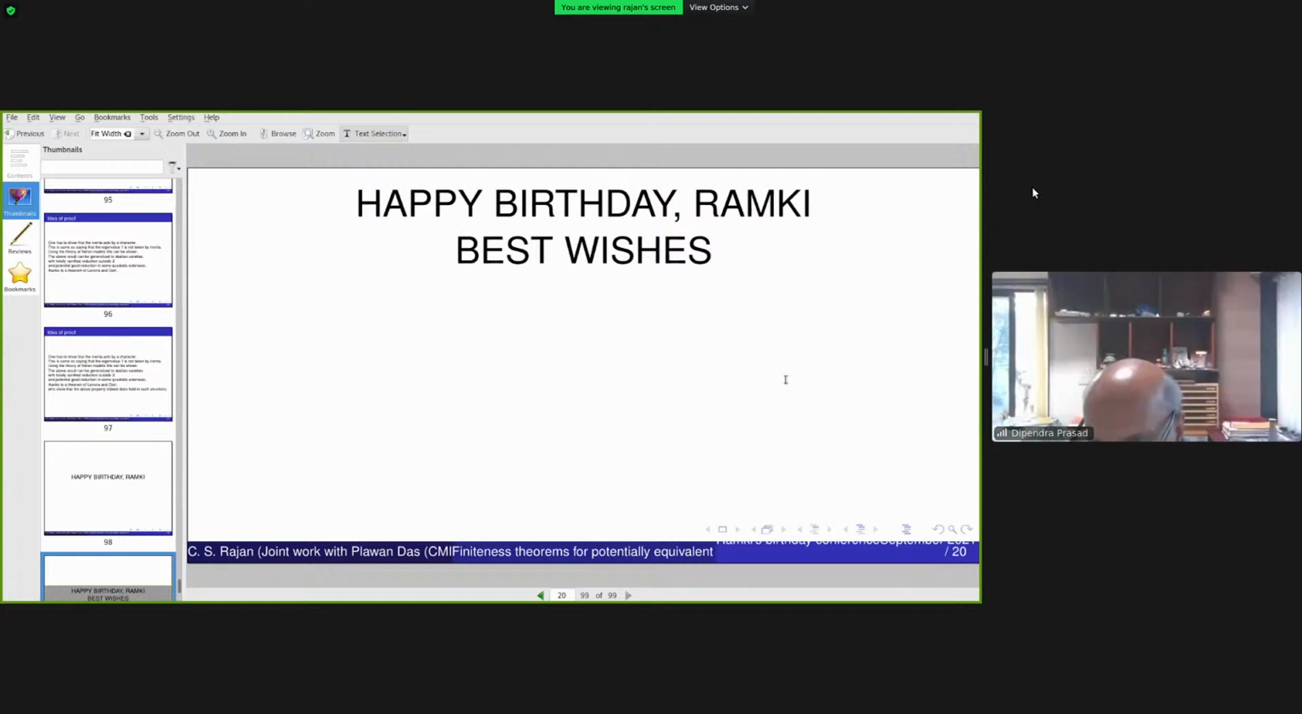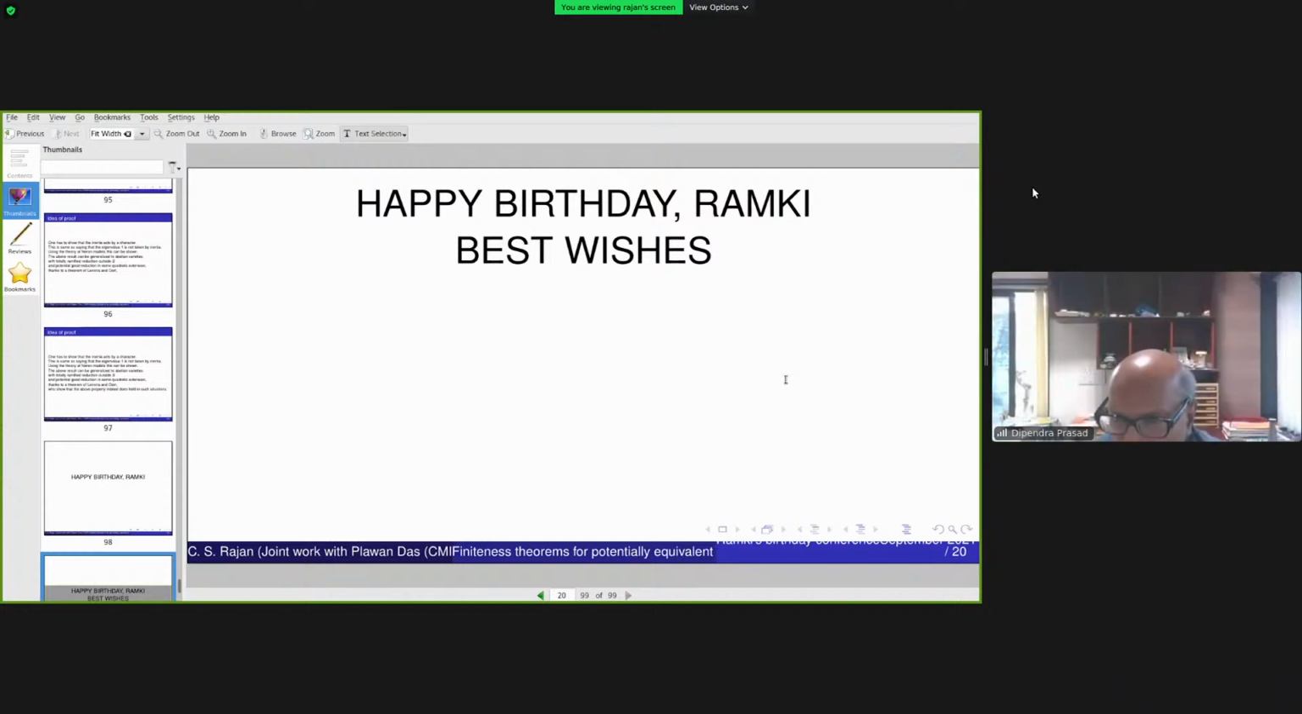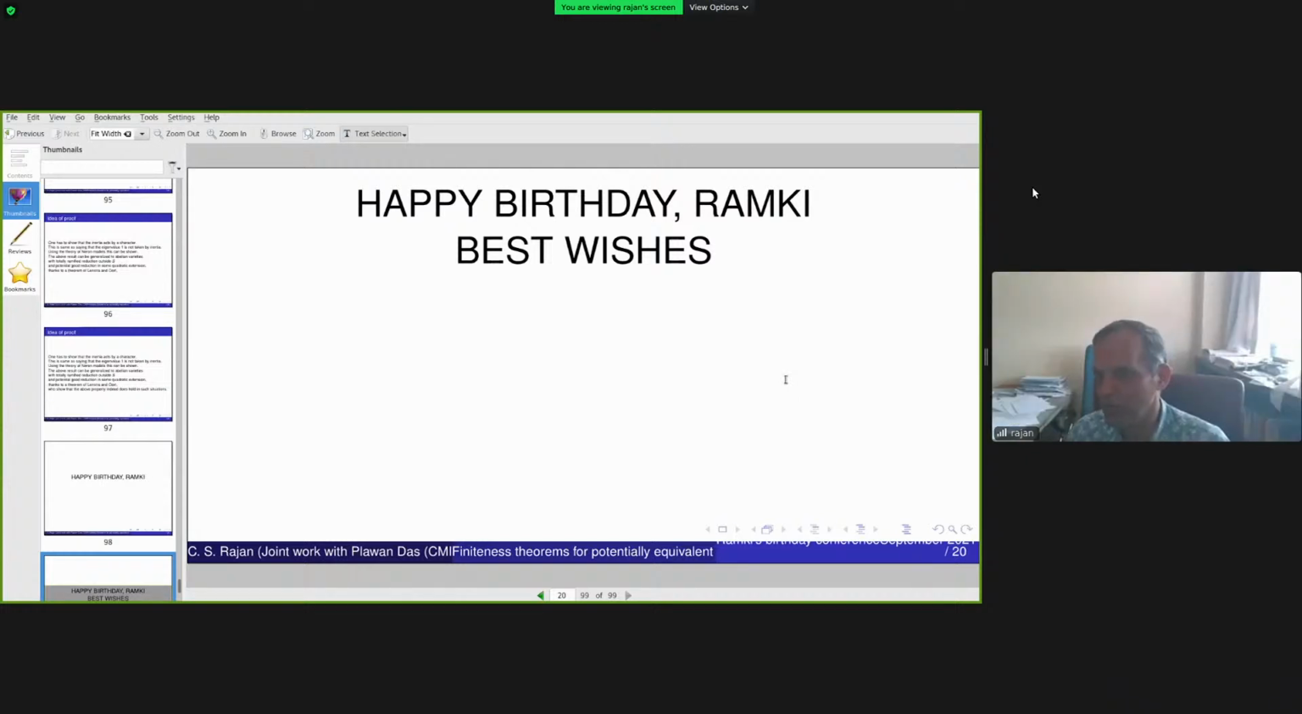Fix a number field. And look at the collection of elliptic curves which have potentially good reduction outside some set of places, up to isomorphism, or isogeny, whatever. There are only finitely many.